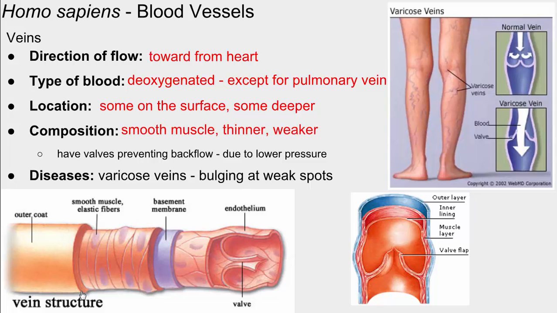They're not as strong, and that's because they don't have to withstand high pressure like the arteries do. By the time the blood gets into the veins, its pressure has been decreased quite a bit. Because they don't have this high pressure forcing blood through them, they need a special structure to prevent blood from flowing backwards. And those structures are these valves. Inside of veins are these little flaps.